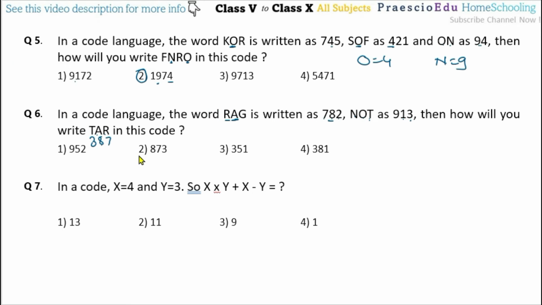387 is not given as such, but if you see, all these three numbers are given in option number 2, in a different order, and these three numbers are not available in the other options, so only option number 2 is the correct one. So we have to compare with this sequence also.